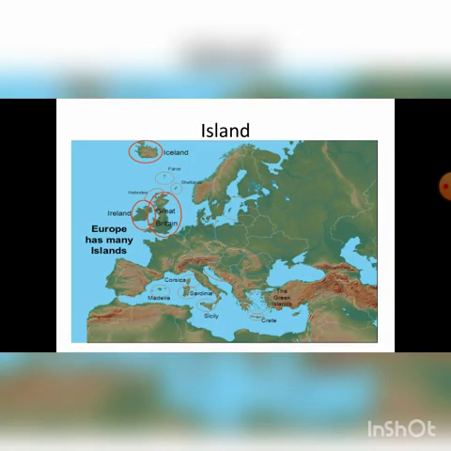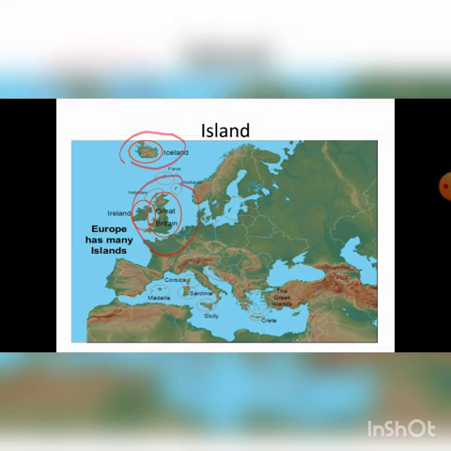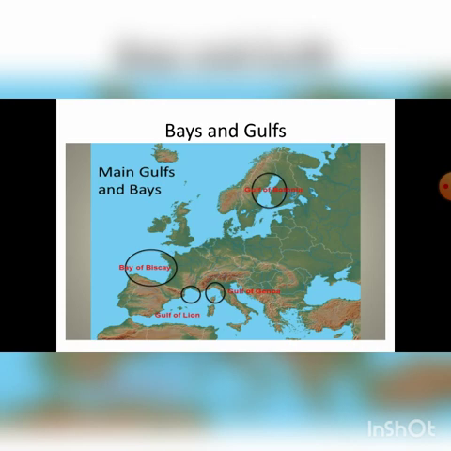Next one, island. The sea surrounds some of the European countries not just on three sides but on all four sides. These are island countries: Great Britain and Ireland. Great Britain is one such island country. The presence of a large number of bays and gulfs has also facilitated the use of sea routes.